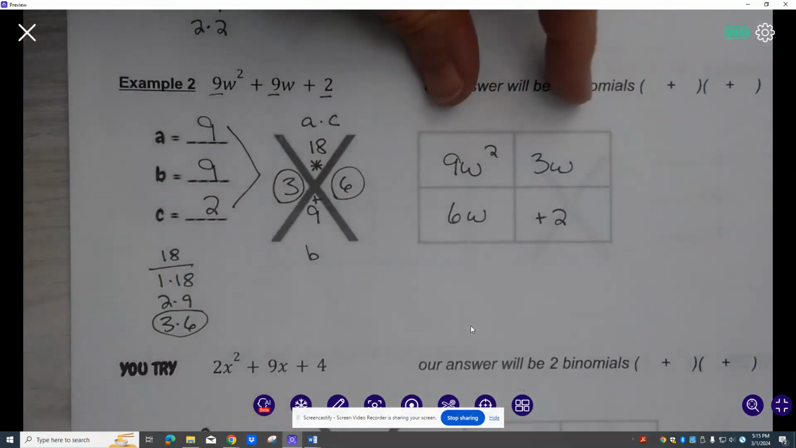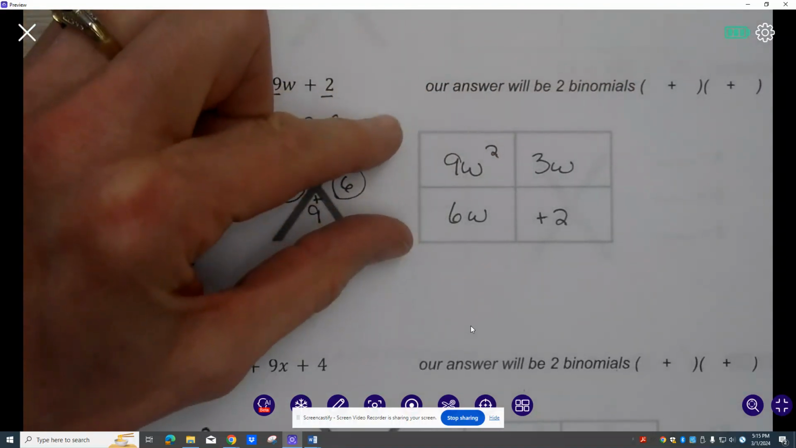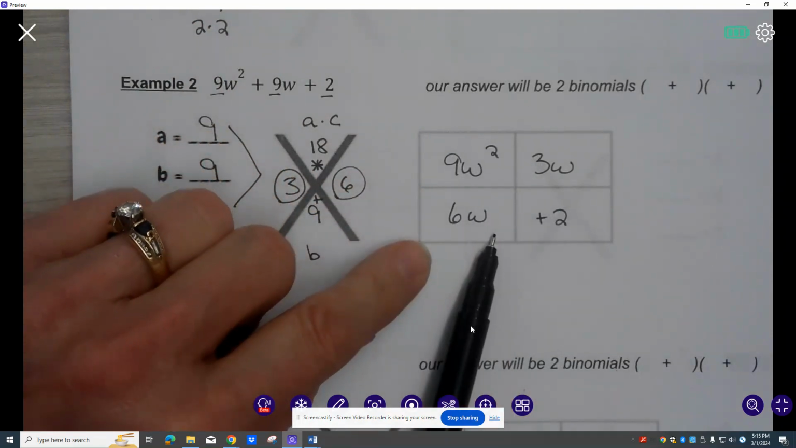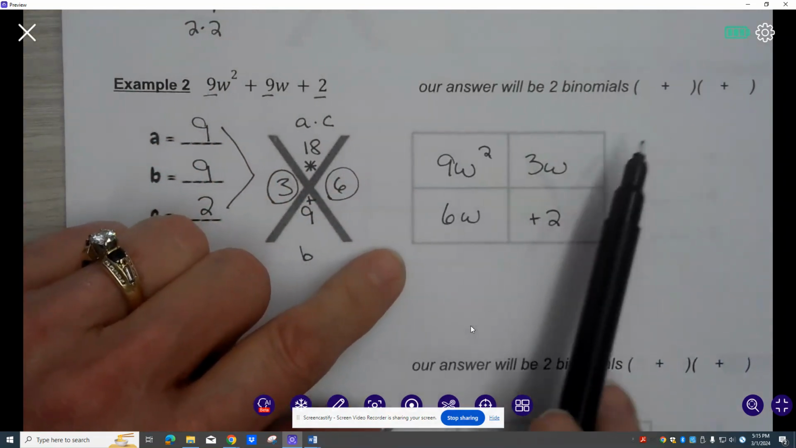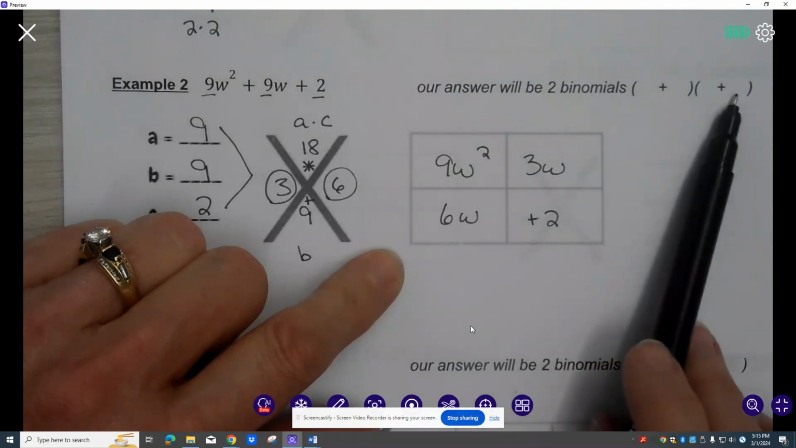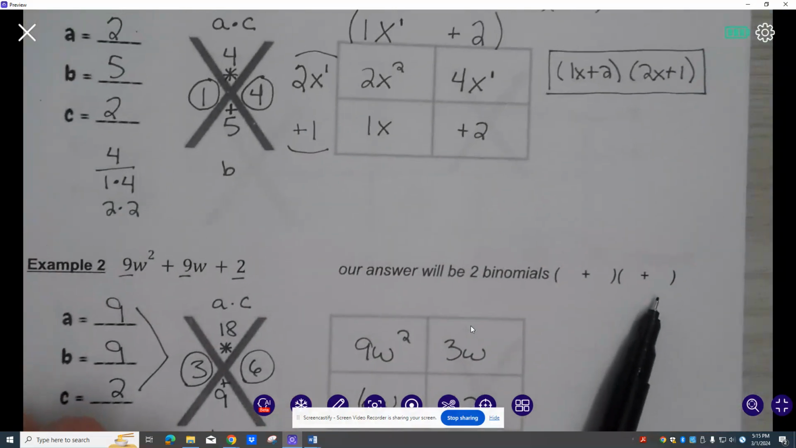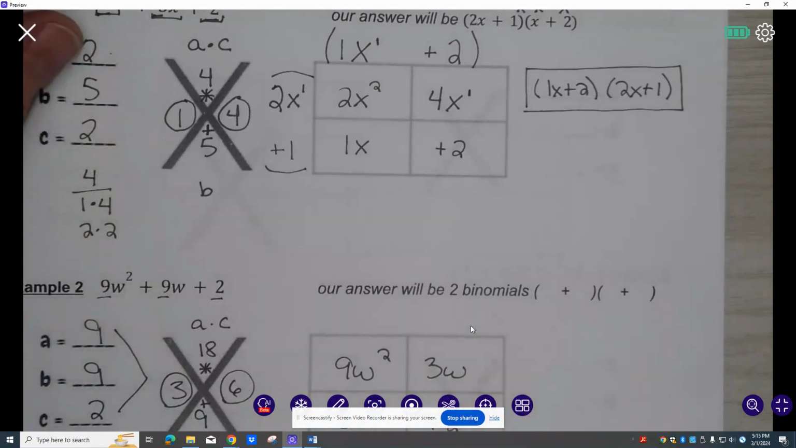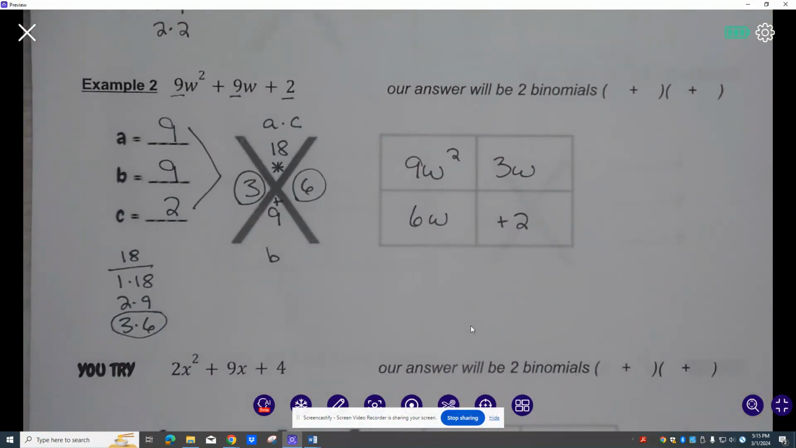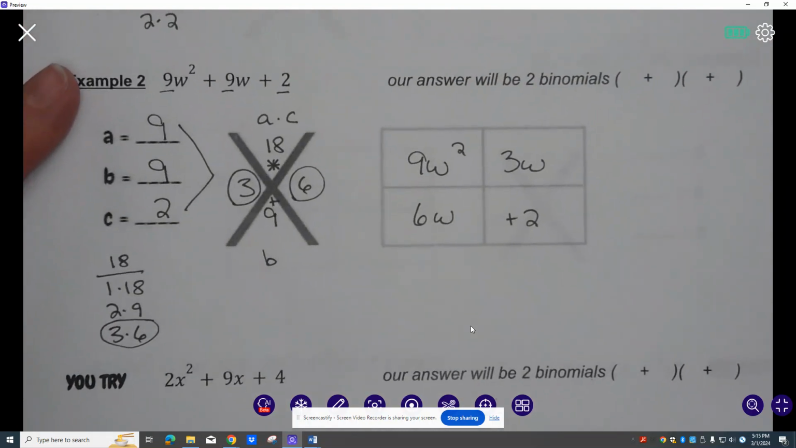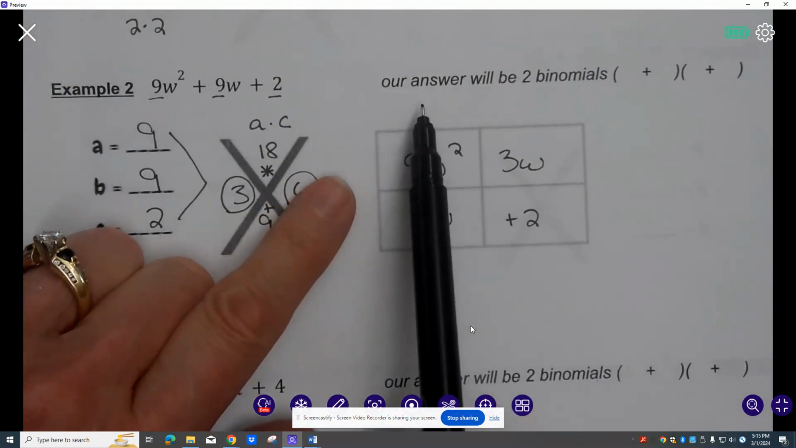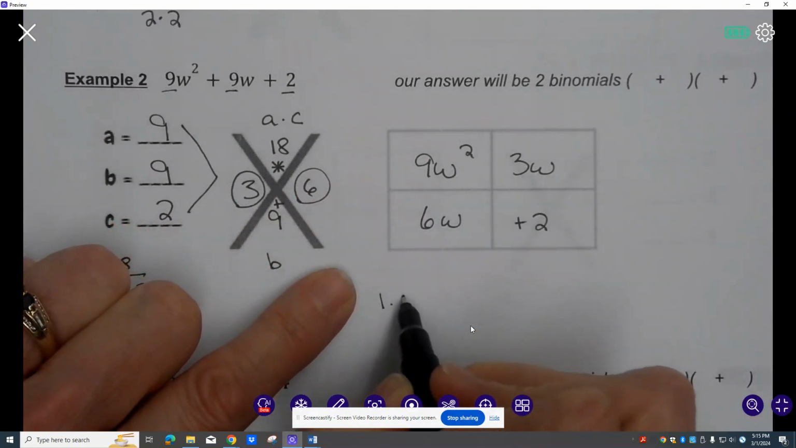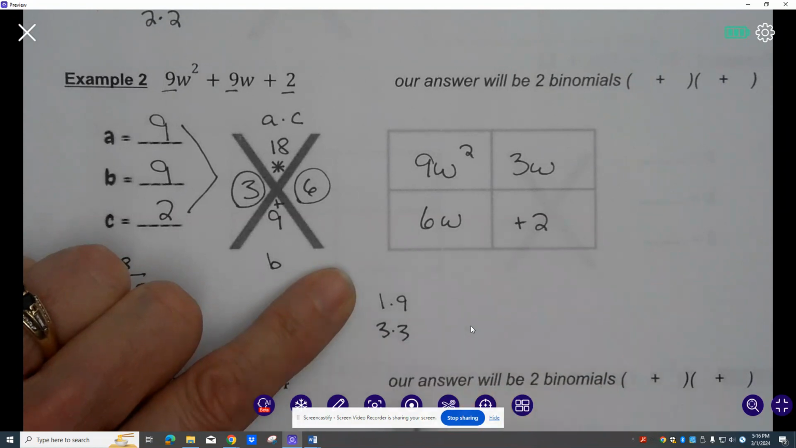Okay, now the job is to find the two binomials that go on the outside of the box. So when I multiply the outside of the box, I'll get this. This is kind of reminding you what your answer will look like. Or if you look up at the example above it, your answer will be two binomials multiplied together. Now I need two numbers here that multiply to give me 9. Well, that could be a 1 and a 9 or a 3 and a 3.